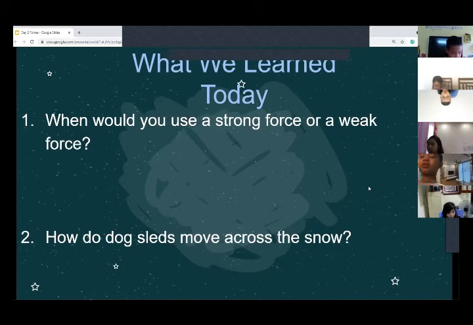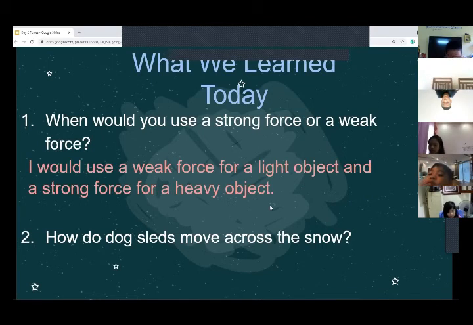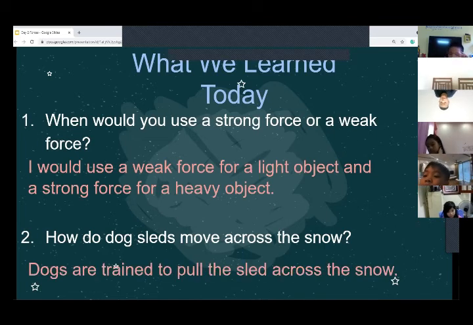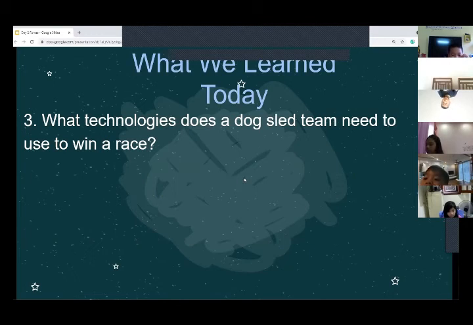And then our second question, how do dog sleds move across the snow? Can you read the sentence, Lion? Lion, read the sentence for me. Dogs are trained to pull the sled across the snow. Good job, Lion. Okay, and the last one.